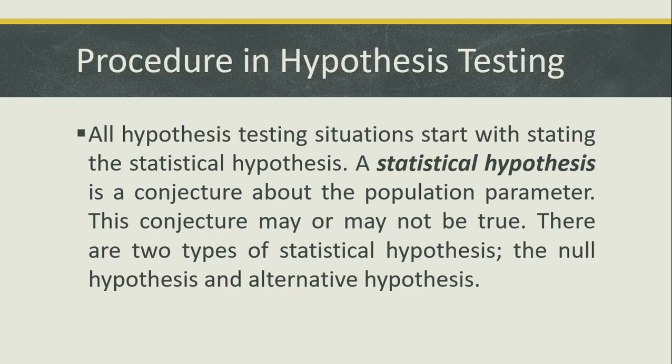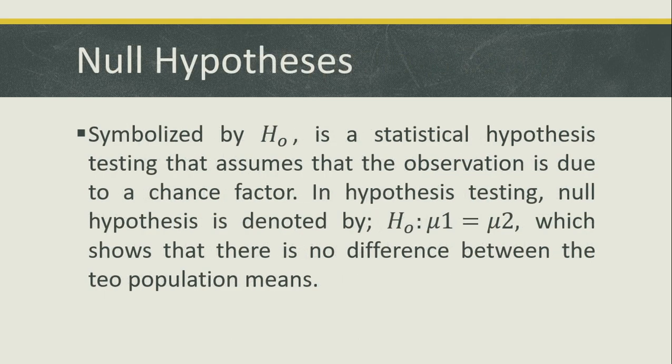It proposes that there is no difference between certain characteristics of a population or data generating process. Okay, so that means there is no difference, therefore they are equal. There is no difference between the first mean and the second. Kier also said H sub 0 is the symbol we will use for the null hypothesis. And Arnold said that with the null hypothesis, there will be no difference between the two population means. Therefore, H sub 0: mean sub 1 is equal to mean sub 2. So they are simply equal.